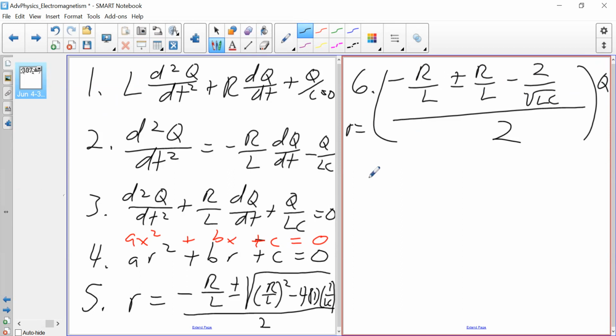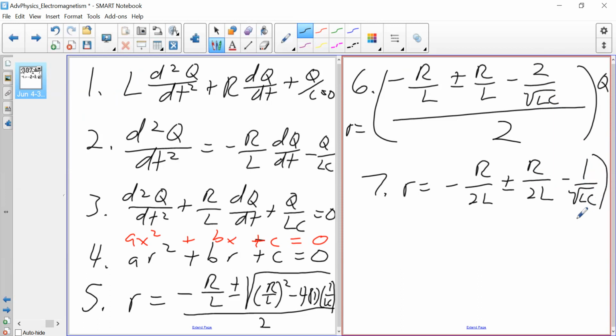So now, if we're careful and just get rid of this 2 in this fraction, it's going to be r equals negative R over 2L plus or minus R over 2L minus 1 over the square root of LC, because 2 divided by 2 here would just be 1. And then that's all multiplied by Q. This being multiplied by Q.